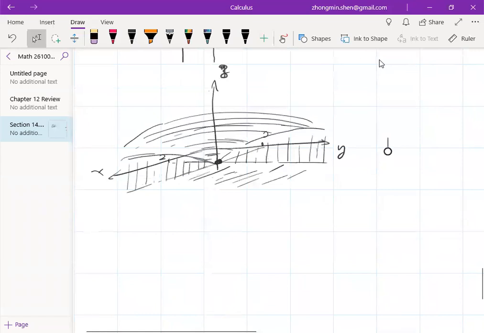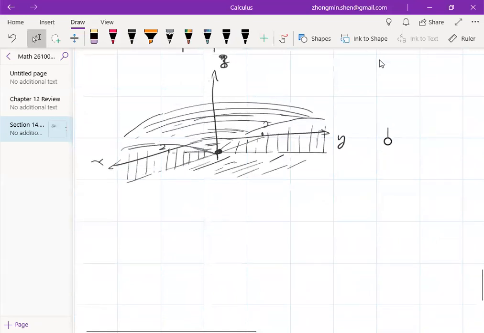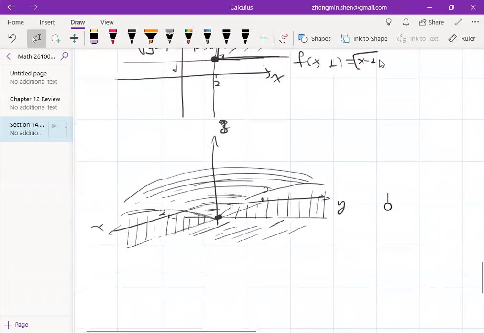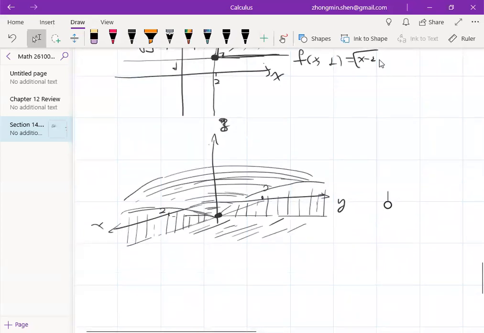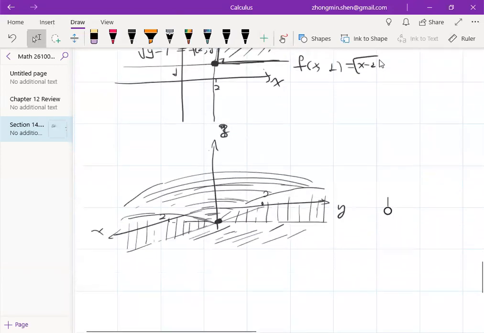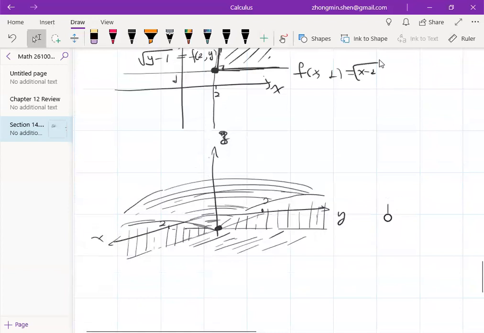So anyway, I think I already drew the graph. Okay, this looks like that, and it's getting higher and higher if you go away from that intersection point. This is kind of a loose roof above the two walls perpendicular to each other. What is the range? I think the z value could be as large as possible, and the smallest value is 0. So the range of this function is going to be from 0 to infinity.